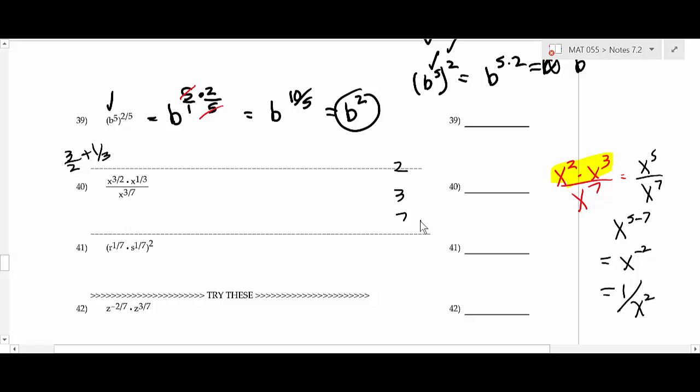So one way to do this, if you're not sure, you can always multiply stuff together. If you did 7 times 3 times 2, that would be 42. And if you look at that, everything divides into 42. 2 goes into 42 21 times. 3 goes into 42 14 times. 7 goes into 42 6 times. So that's the smallest denominator you're going to get. Okay? So here's what we're going to do then.